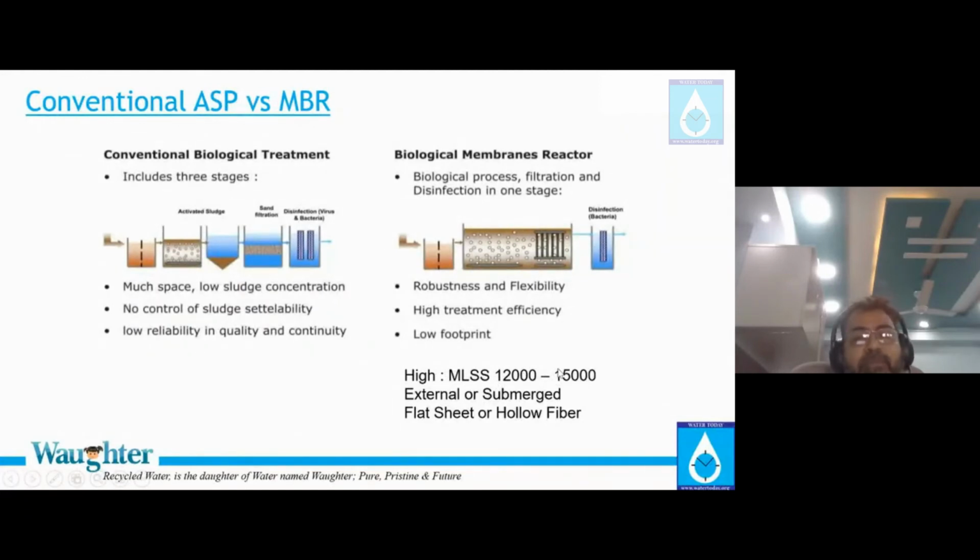You say, sir, I have the MBR plant, but my MLSS is still 3,000. So that means your aeration tank size is still as big as this one. So you work on a higher MLSS. But please understand one thing.